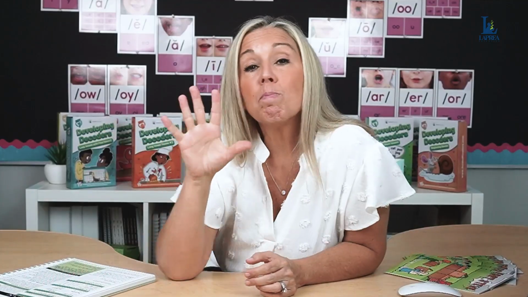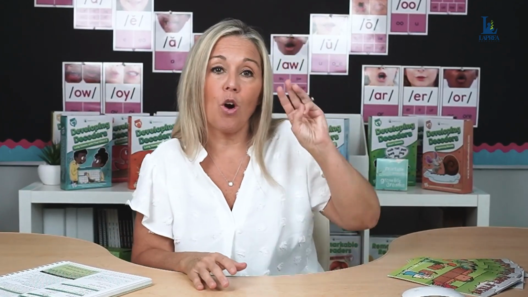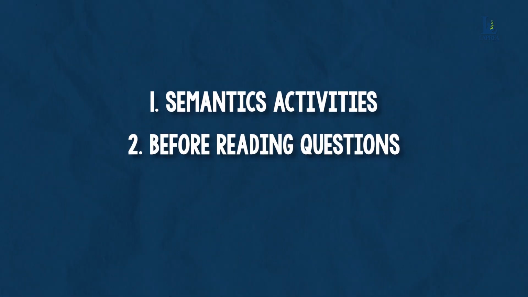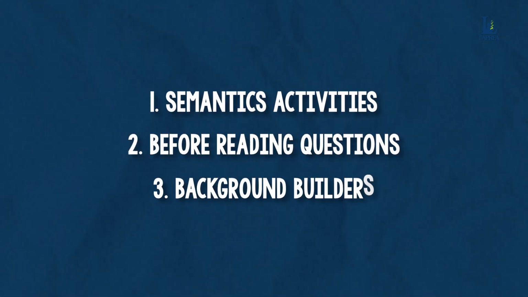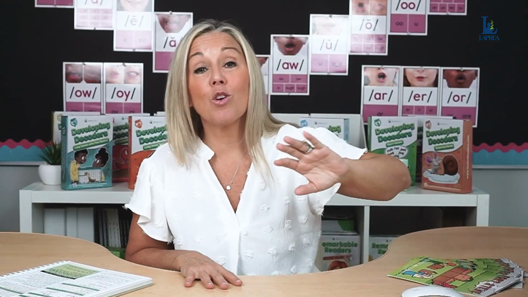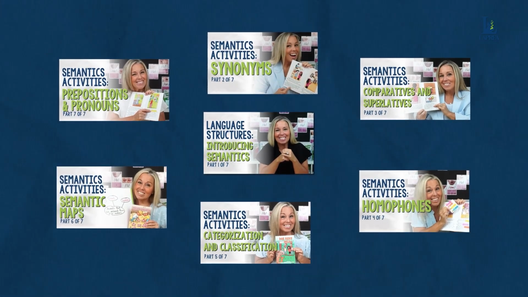So how do we ensure that our students have this essential background knowledge? There's multiple strategies to activate background knowledge. So what we're going to do is look at three: semantics activities, before reading questions, and background builders. Let's quickly just talk about semantics activities. Now remember, I just did an entire series on semantics activities. So if you haven't watched that, definitely go back to those videos so you can see all of the different semantics activities that we've talked about.